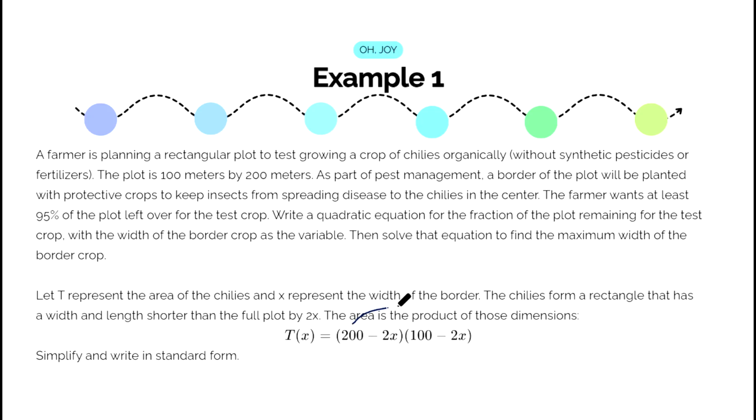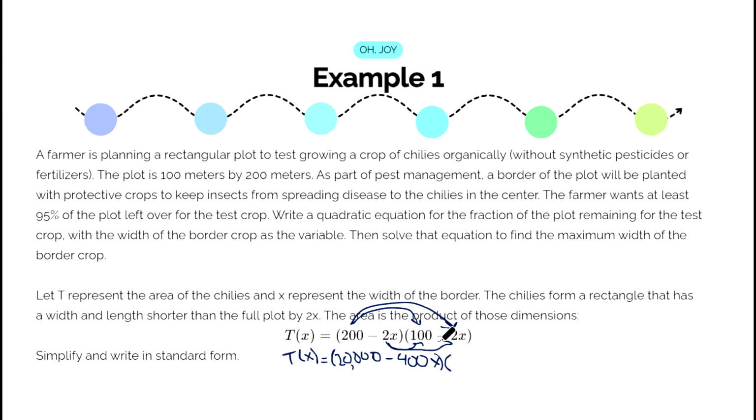So what we need to do is distribute this out to each of these, and then do the same thing for the negative 2x. So we have t of x is equal to 200 times 100, which is 20,000, then 200 times negative 2x, so minus 400x. There's our first set. Now we need parentheses again, and this one goes to both of these.